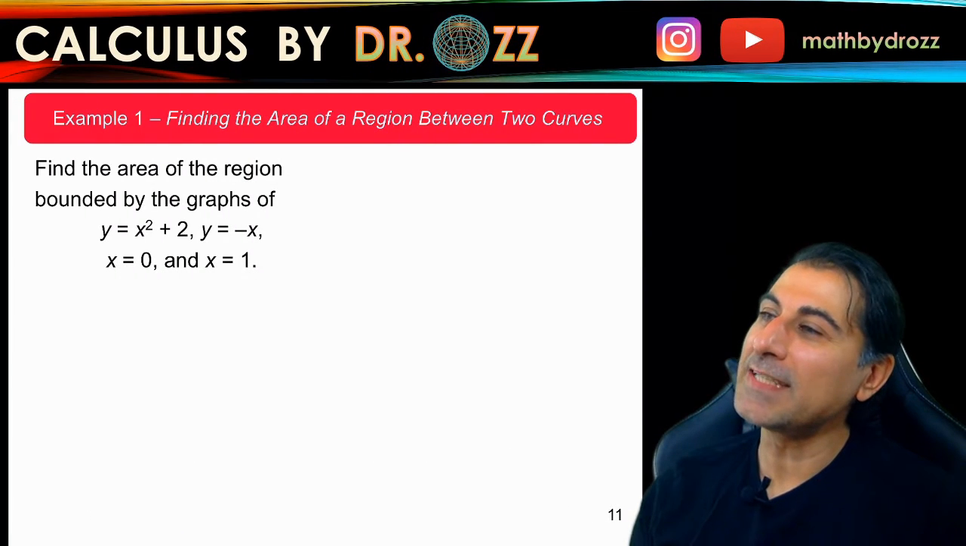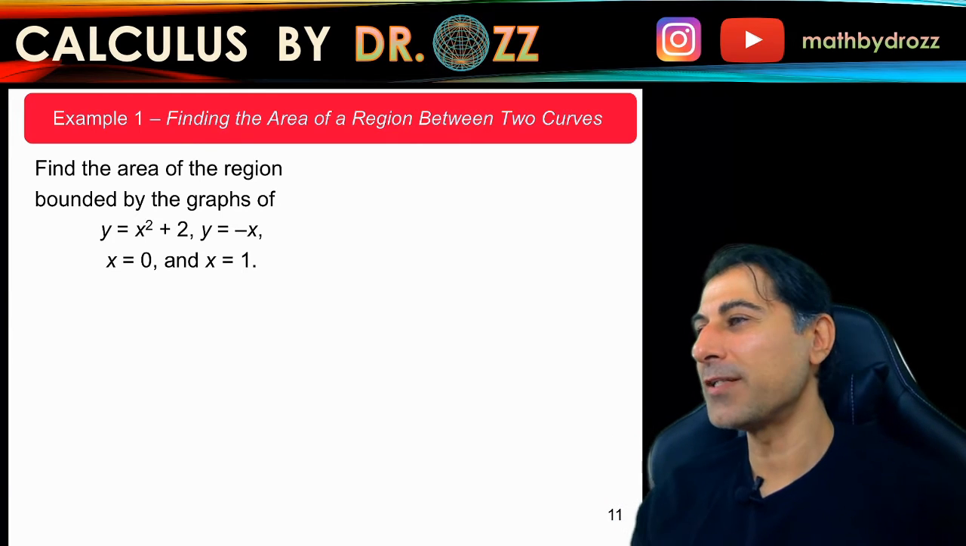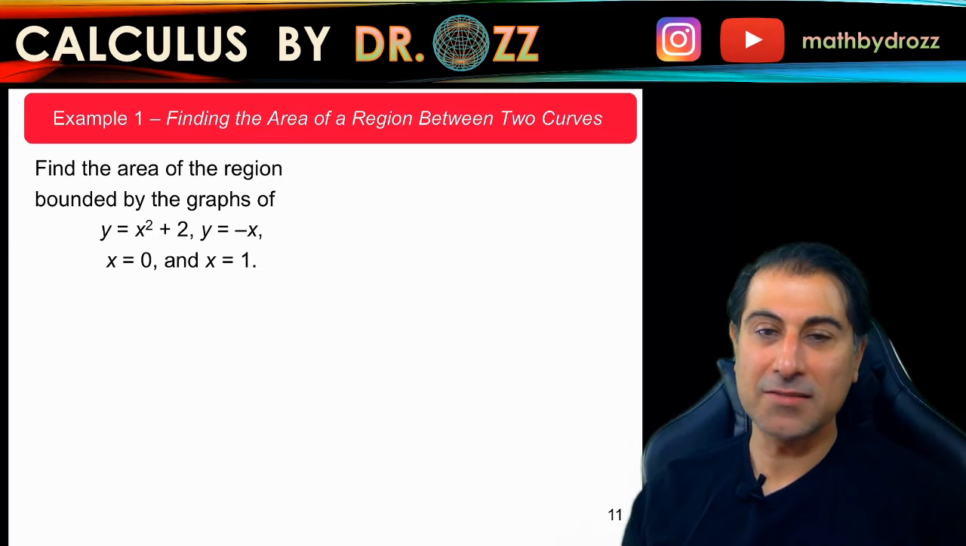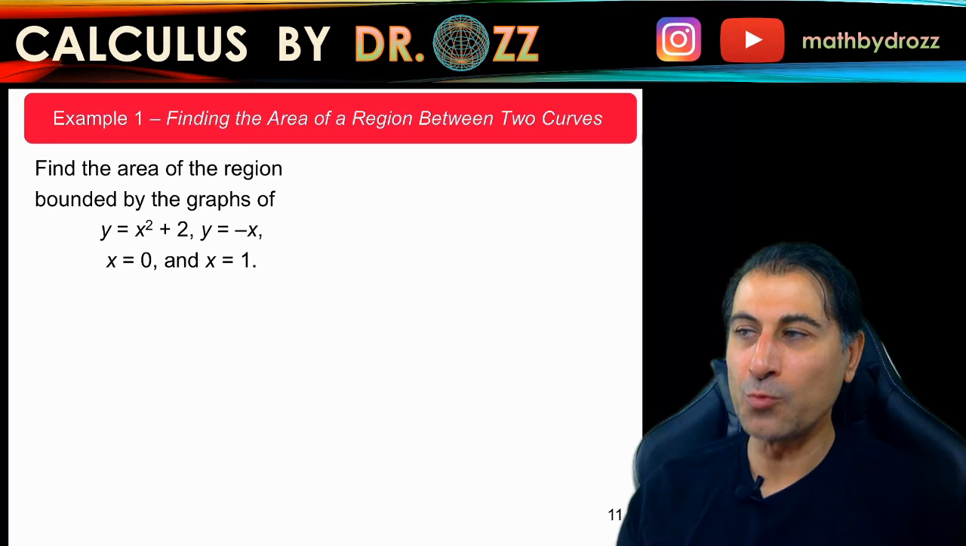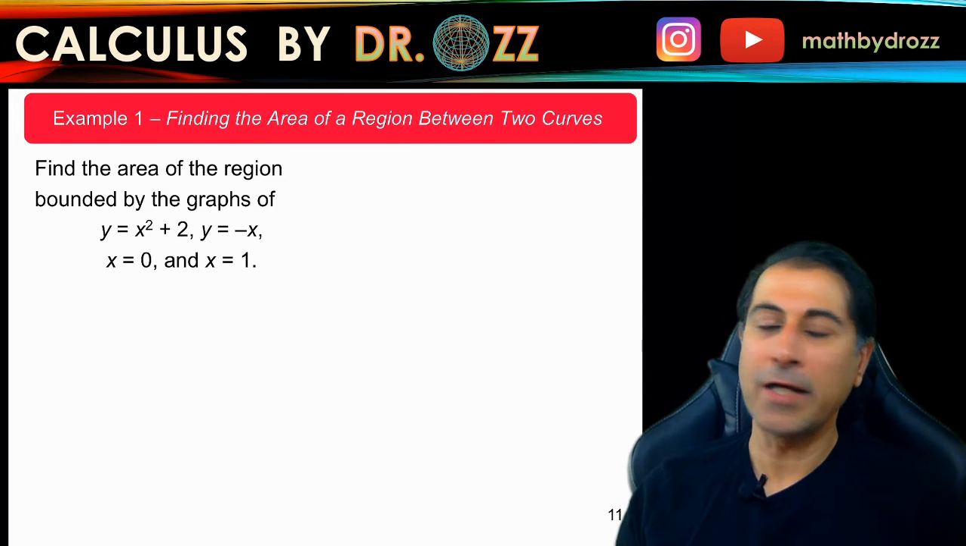So here's the first example. Find the area of the region bounded by the graphs y equals x squared plus 2, which is a parabola, and y equals negative x, that's a line. And we have two other vertical lines, x equals 0 and x equals 1. So it seems like these four graphs are bounding a region.